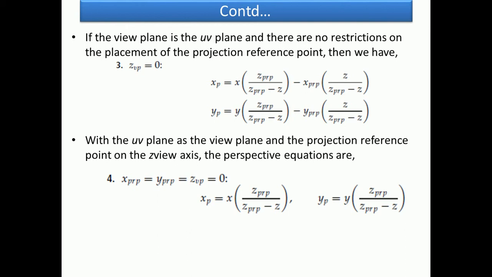In the next case, with the UV plane as the view plane and the projection reference point on the z view axis, the perspective equations are as follows. In this particular case, x PRP, y PRP and z VP are equal to 0. Then we get xp as x times z PRP divided by (z PRP minus z), and the yp equation as y times z PRP divided by (z PRP minus z). So these are the special cases with respect to the perspective projection equation.